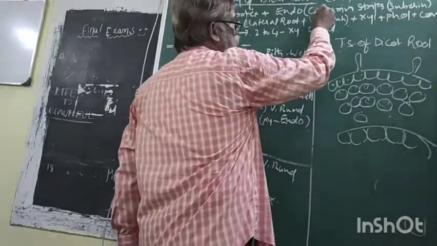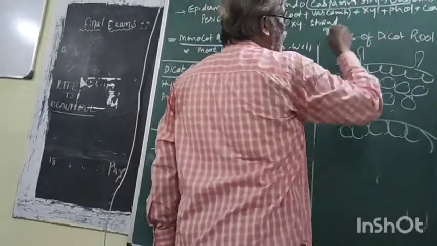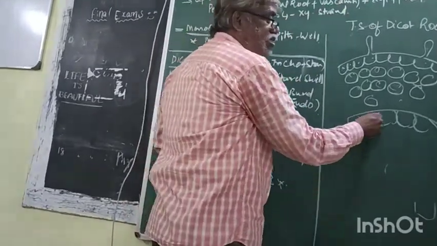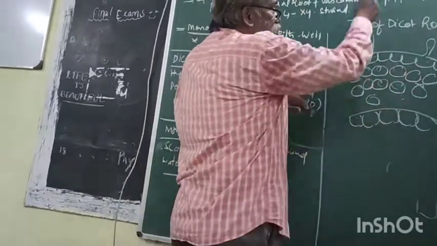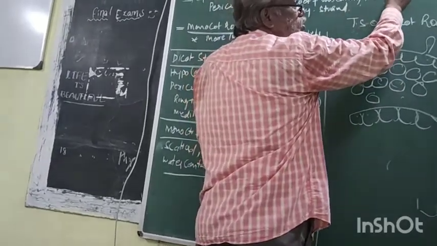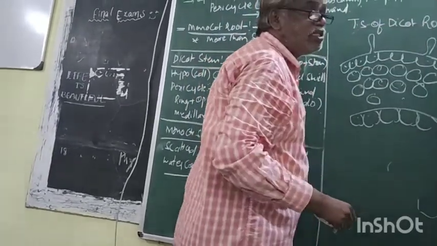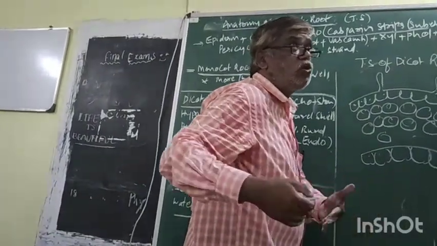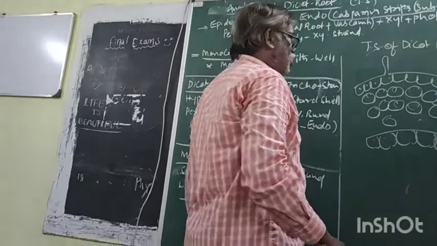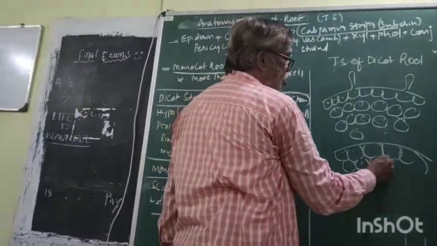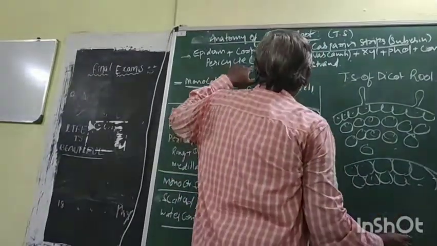This endodermis is most important in dicot. The endodermal cells have Casparian strips, which are made of suberin. It is impervious, that is, it does not allow water. Now the next one, pericycle.